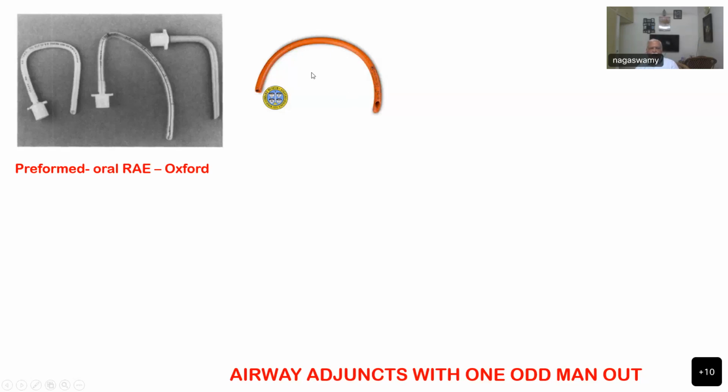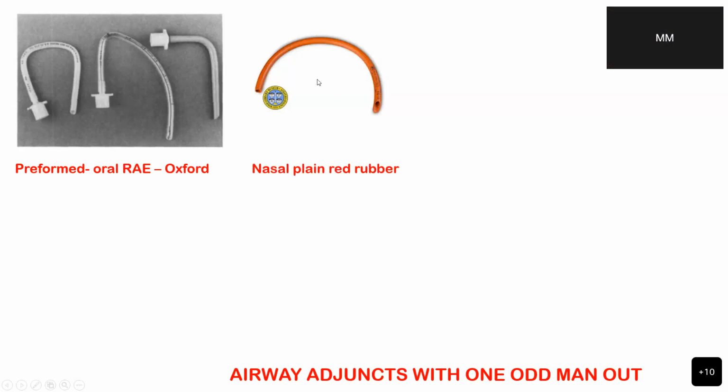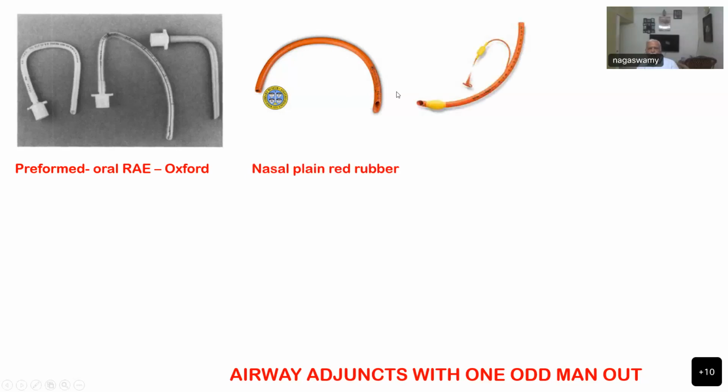Nasal, sir. This is a nasal plain red rubber tube without any cuff. Okay, it's a nasal plain red rubber tube. What is this? Oral cuffed red rubber tube.